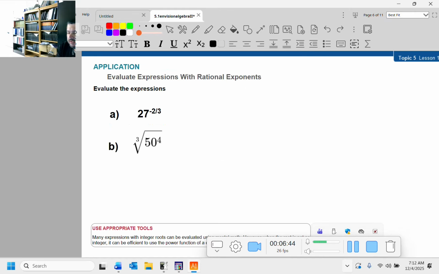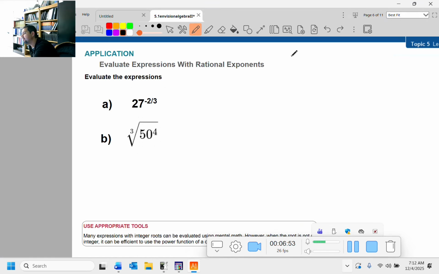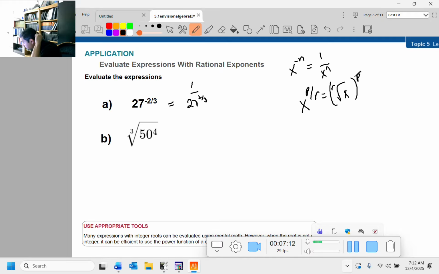All right, evaluate the expressions. Of course, I'm looking through these notes. 27 to the negative 2/3. So you've got to think back about some rules here. One of the rules you have is x to the negative n is 1 over x to the n. The very first thing I think about is I have 1 over 27 to the 2/3. Then I reflect back to x to the p over r equals the rth root of x, to some power.